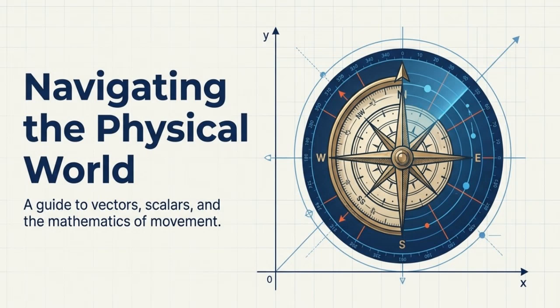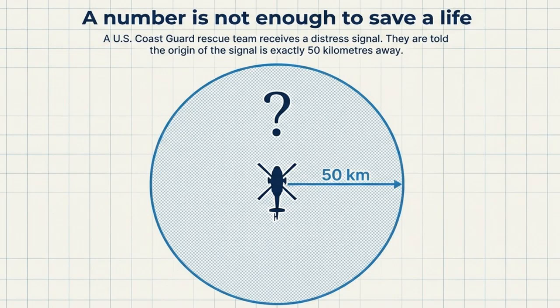Let's get started. Let's consider a situation where a Coast Guard rescue team gets a distress signal and is told it is exactly 50 kilometers away. While that number gives them a radius to search within, it doesn't tell them the exact direction or location along that radius. This means the search area forms a large circle with a 50-kilometer radius, and the rescue team has to cover that entire area, not just a single point. This example highlights that knowing just a distance isn't enough to pinpoint where help is needed.